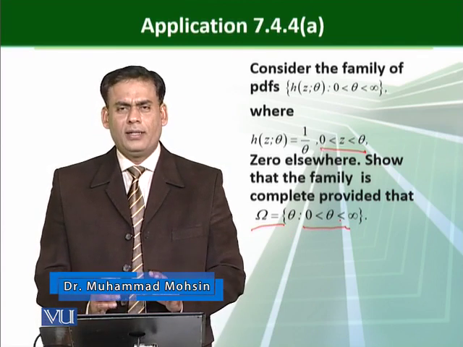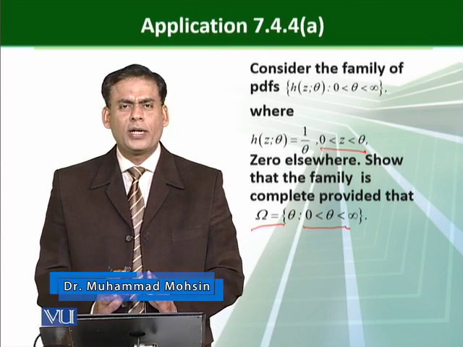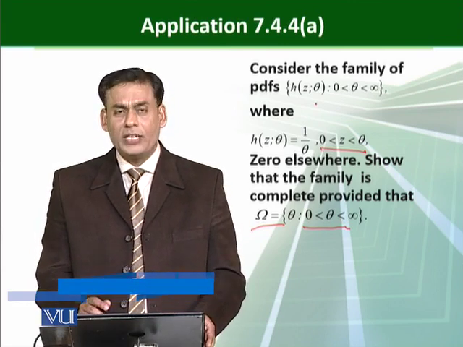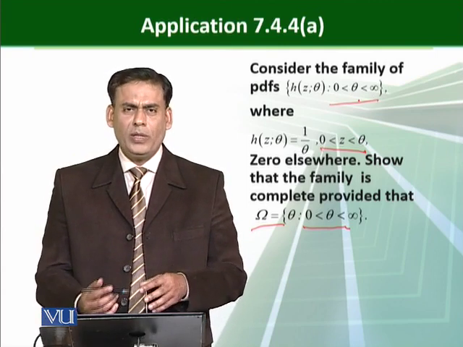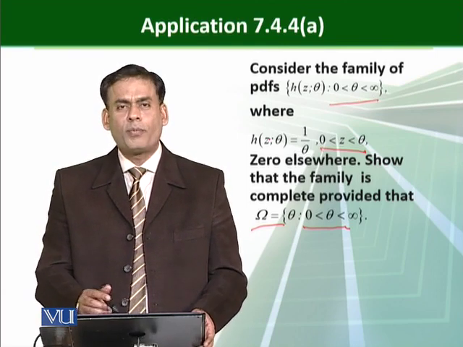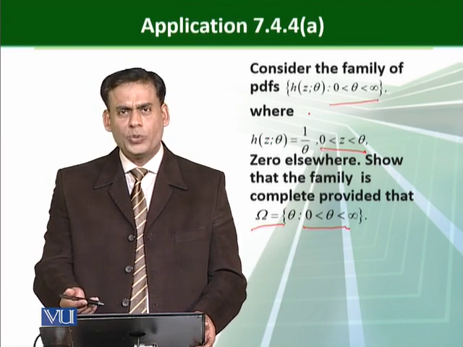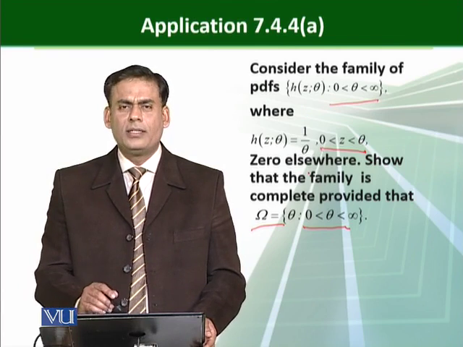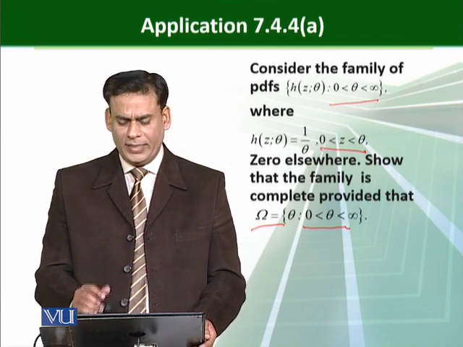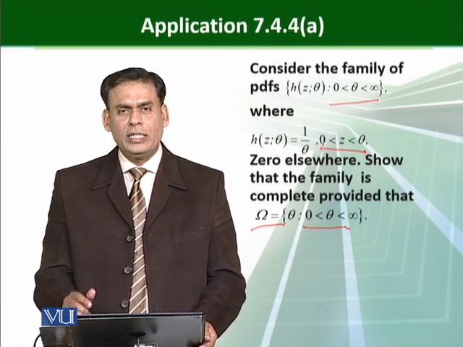Actually, here there is a little bit of need for clarification. The range of the family is from 0 to infinity, and from that family we just pick a probability density function which belongs to that family, that is 1 over theta, and the range of this picked probability density function is from 0 to theta.